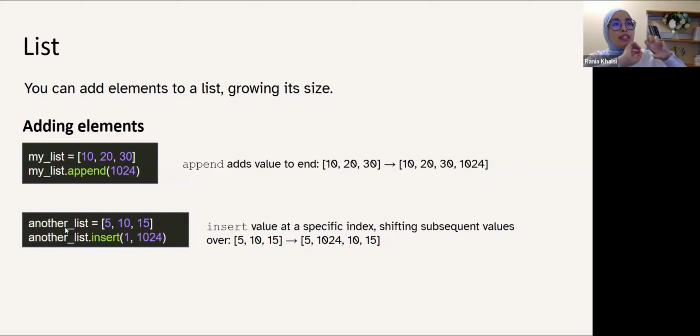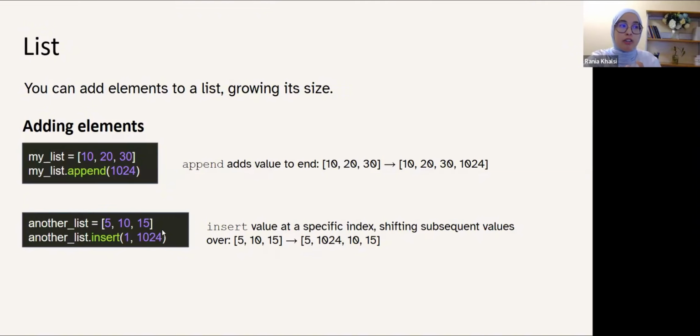So with insert, you are inserting the value at a specific index, okay? If, for example, I have my original list 5, 10, 15, and I want to insert something at, I would say, the first position. Always remember, it starts with 0, so 5 is at position 0. I will add at the first position, which means it will come after 5. What I will add is 1024. So in the updated list, I will have 1024 in the first position.